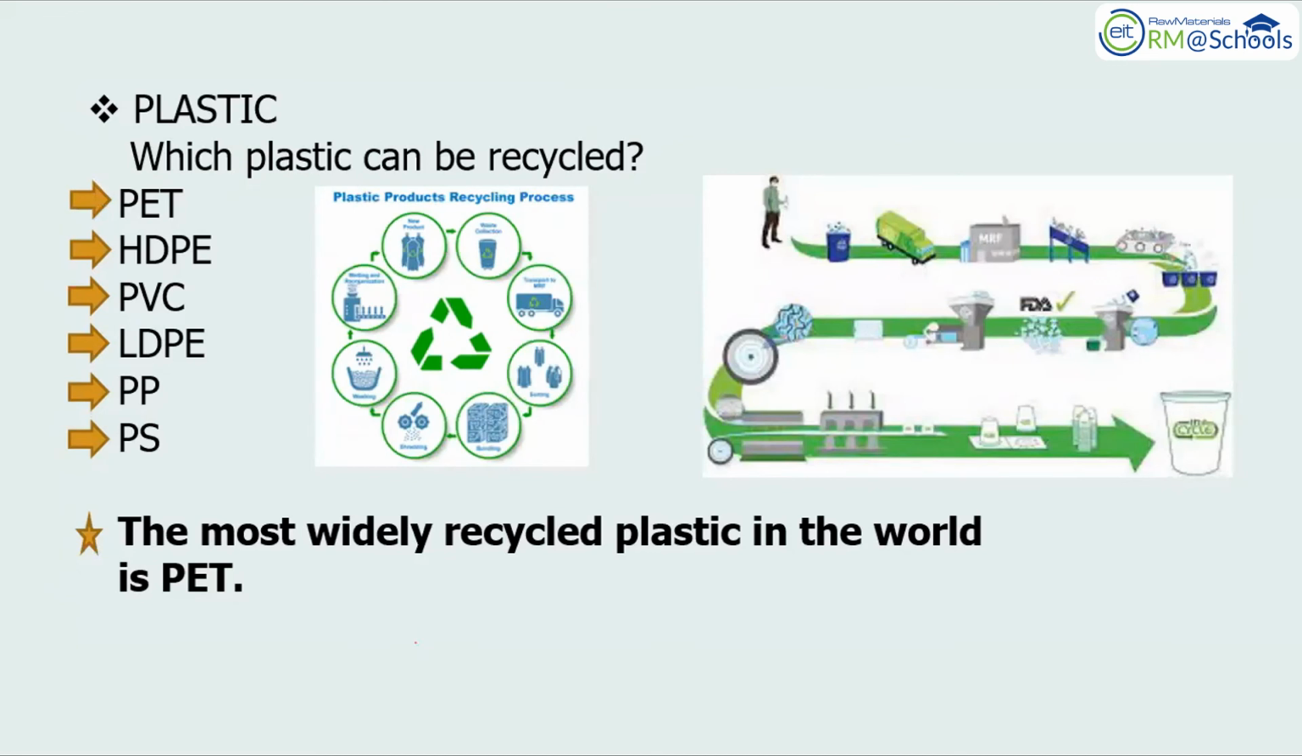Which plastic can be recycled? Basically, all of these that we mentioned can be recycled, but the most widely recycled plastic in the world is PET. Do you know what we can make from PET? We can make sweaters or carpets, or something like this. So it's pretty interesting that we can make it from PET bottles that we use every day for water and juices and other drinks.